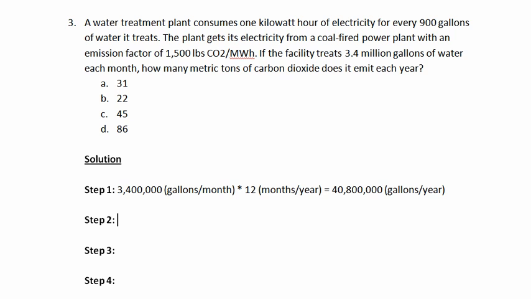Now that we know how many gallons the plant treats per year, and we know that for each 900 gallons it consumes 1 kilowatt-hour of electricity, we can figure out how many kilowatt-hours of electricity the plant consumes over the course of a year. 40,800,000 gallons per year divided by 900 gallons per kilowatt-hour equals 45,333 kilowatt-hours per year.